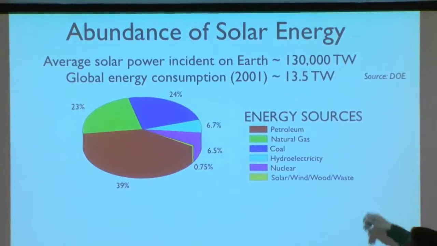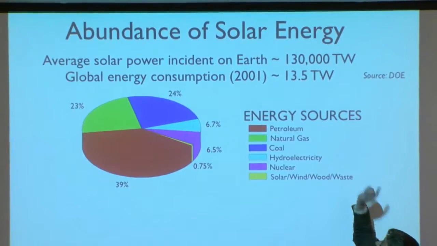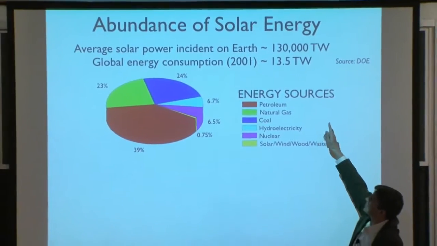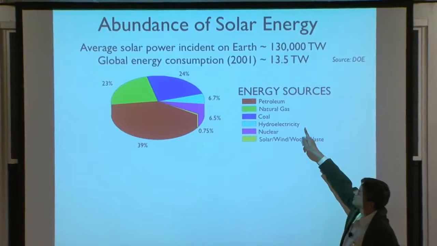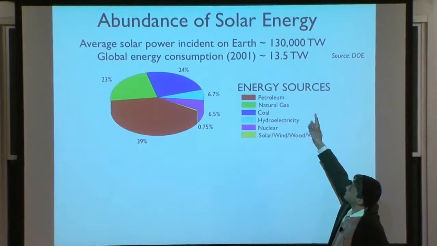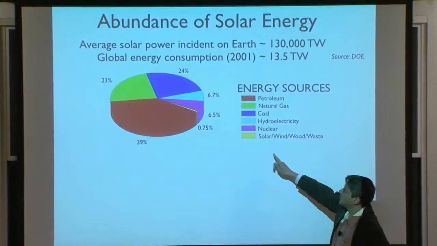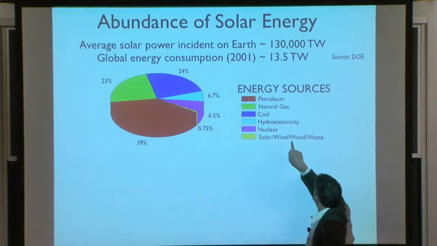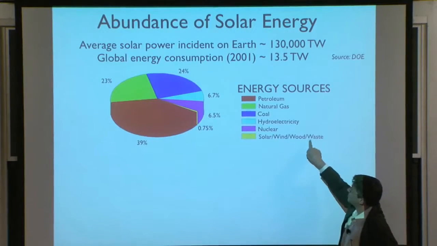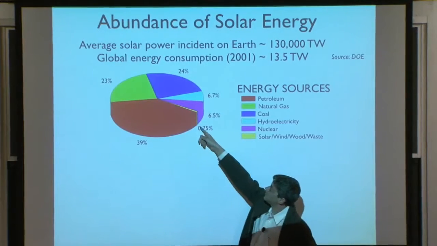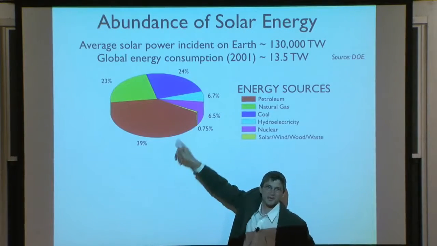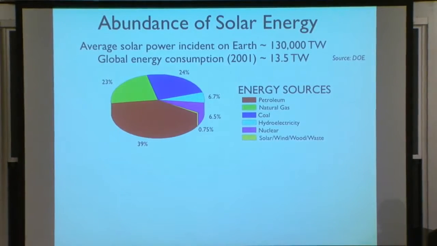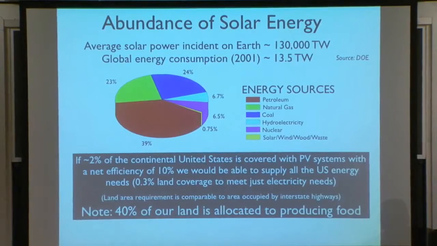Now, I said the motivation is that we get a whole lot of energy. I said 140, that's 130, but anyway, it's around there from the sun, and we don't use much of it compared to that. And yet, here's how we get our energy today. Look at that. Solar, wind, wood, and waste, that's bio, is this yellow sliver. That's how we use our energy, right? Most of it comes from, of course, coal, natural gas, and oil.